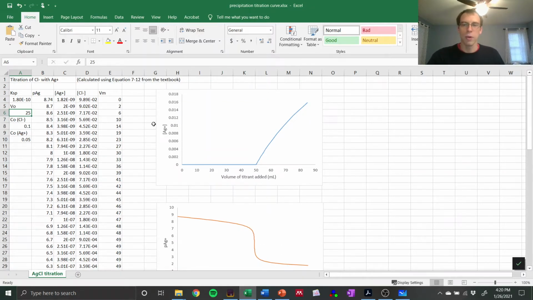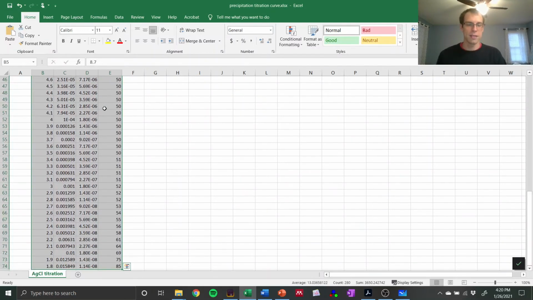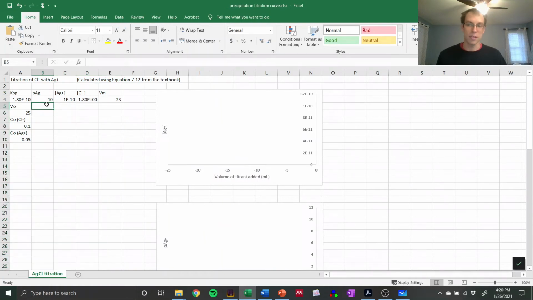Okay, now what you'll find when you start working with this is that you won't know what pAg value to start with. Let's say we put in, I don't know, 10. What you'll see here is now my VM changed to negative. I'm just going to go ahead and delete the rest of this to show you how you would set this up from scratch. We see that we have a negative value. What that means is that we need to decrease the pAg value. You kind of have to just try different values to find where you get a VM that is actually equal to 0.